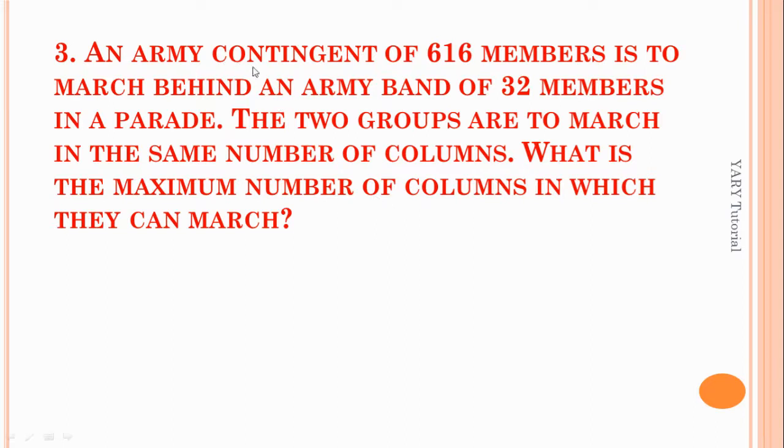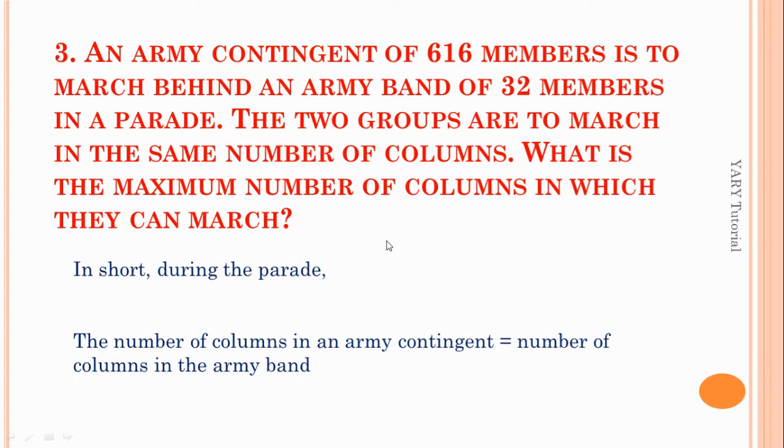So, in short, it says there is an army contingent which consists of 616 members, and there is an army band which has 32 members, and they are going to march in a parade. And the two groups have to be marching in the same number of columns. This is the condition. That is, the number of columns in the army contingent should be equal to the number of columns in the army band.